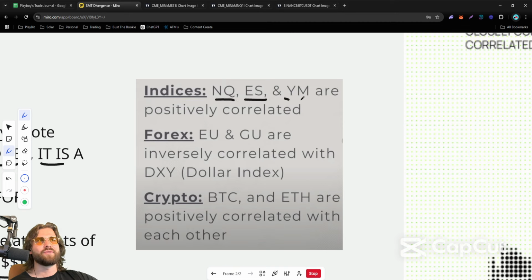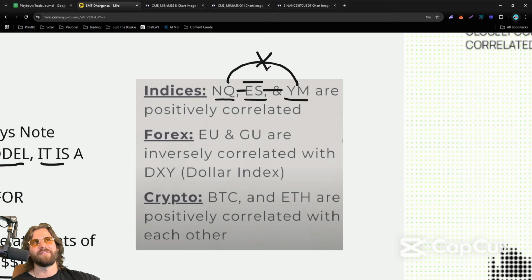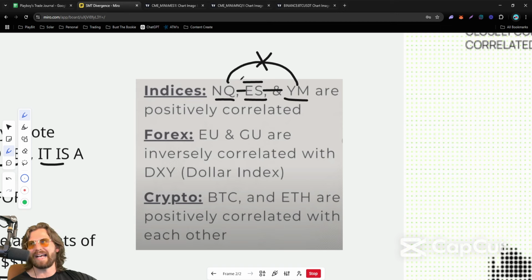NQ, ES, YM. Yes, the three major indexes. Most of the time, ES is our leader, and it will relate to NQ, and ES will also relate to YM. Typically, YM and NQ don't correlate to them two. ES is typically the big leader, right? The S&P 500. And then NQ is the NASDAQ, YM is the Dow Jones, okay? So ES to NQ, ES to YM, but not NQ to YM, okay?